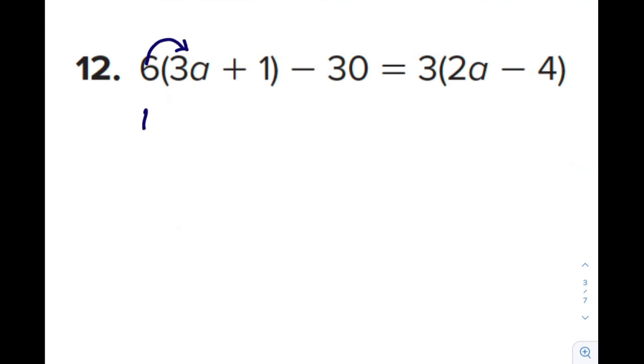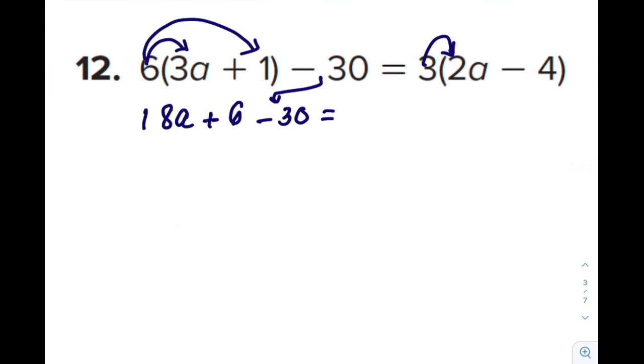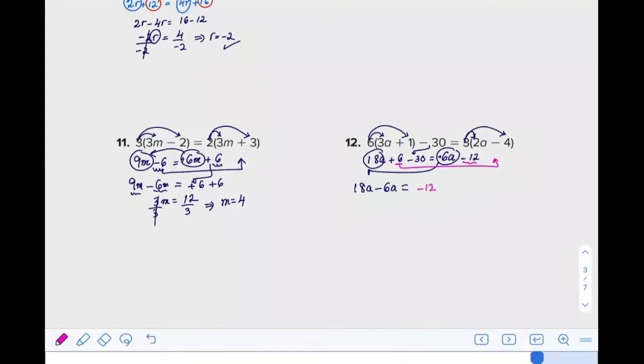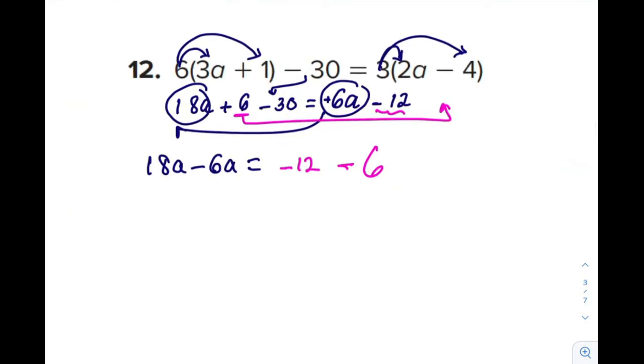6 times 3a, 18a. 6 times 1, 6. And we will put this down as it is. We will distribute here 3 times 2a, 6a, 3 times negative 4, negative 12. We add like terms together. So 6a goes to 18a, 18a minus 6a, this was positive, so it changes the sign, equals to the minus 12 here goes down. 6 moves there, so it is moving as negative 6. The negative 30 also moves there, it will be positive 30.